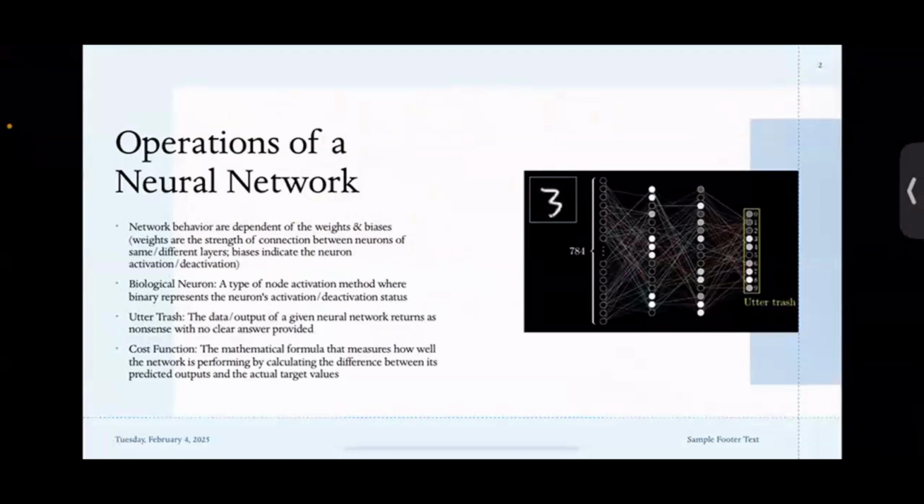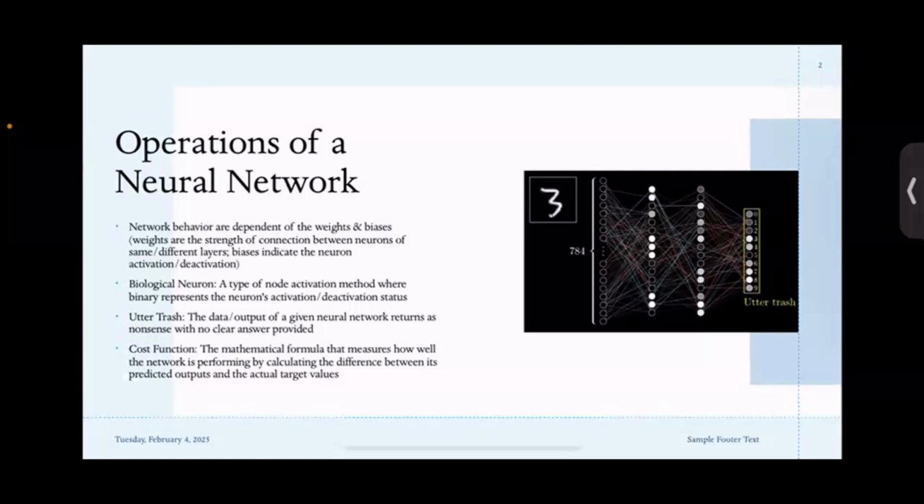Operations of a neural network. A network's behavior is dependent on the weights and biases. Weights are the strength of connections between neurons of the same or different layers. So neurons basically have a link between neurons within the same layer as itself and layers underneath or behind them. Meanwhile, biases indicate the neuron activation or deactivation values.